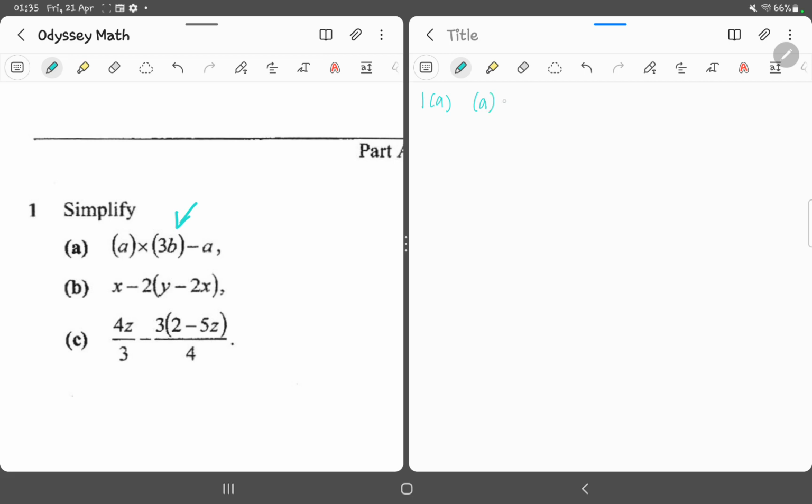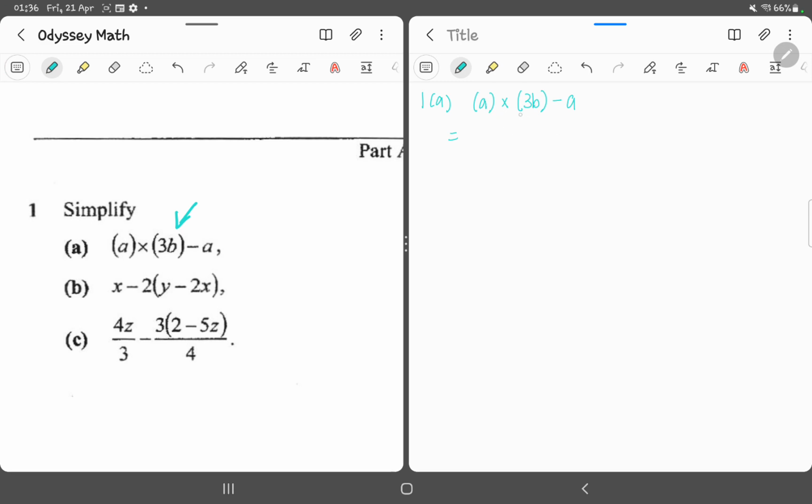a times (3b) minus a. So let's do this systematically. For this question, we have to do the multiplication first. Remember the BODMAS rule, and then afterwards we finish off with the minus.